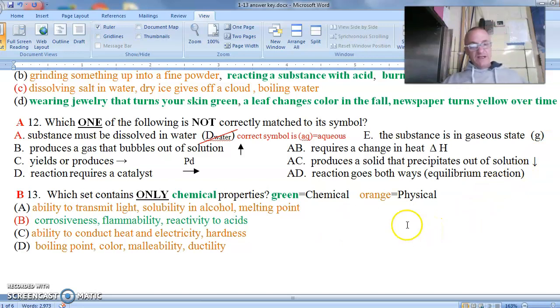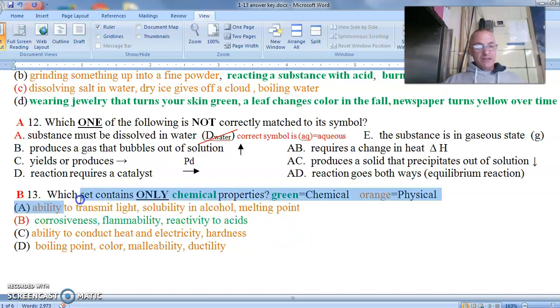Number 13. One of the following sets contains only chemical properties. For this question, I've highlighted the ones in green as chemical. The ones in orange are physical. So we're looking for chemical properties. Chemical properties are those properties that relate to how a substance behaves around another substance. In other words, how does that substance react with other substances?